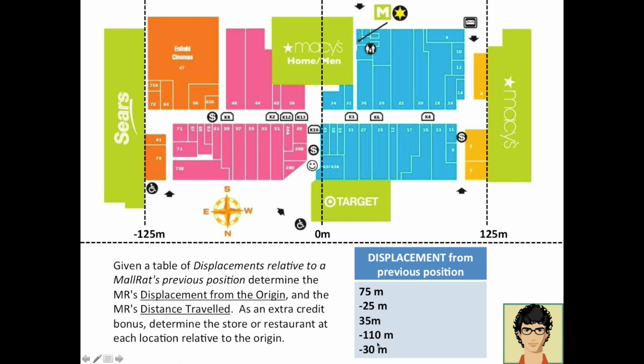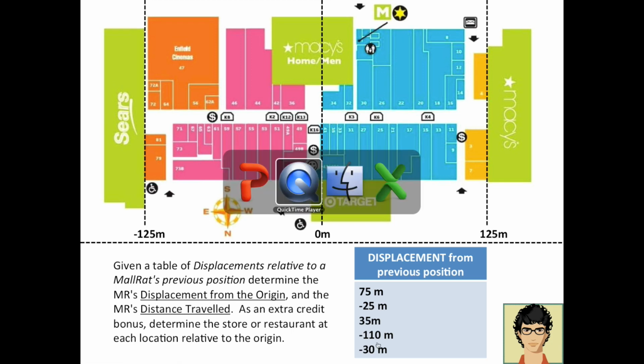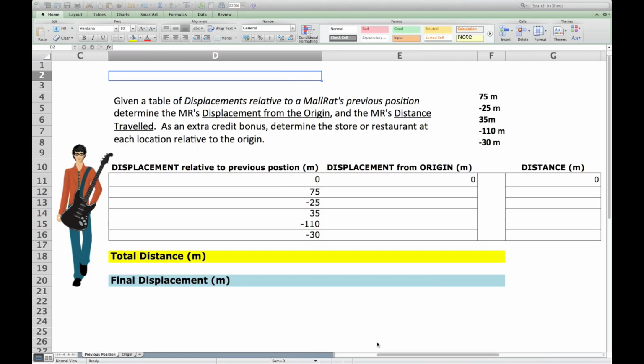To analyze this, I've got a little matrix set up in Excel. Now, we have the information listed here, and we have all of our displacements relative to the previous position. And what we're going to try to figure out first is row by row the displacement from the origin and the distance, and then figure out our total distance for the entire journey and our final displacement. Where are we at after all this? Or actually, where is the mall at?